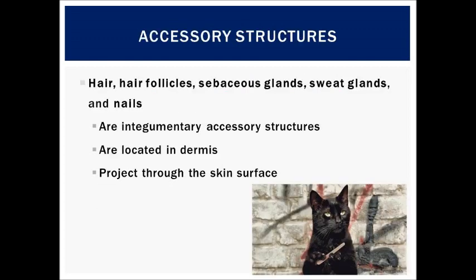Okay, now we move to the accessory structures, such as hair, sebaceous glands, sweat glands, and nails. They are located in the dermis.